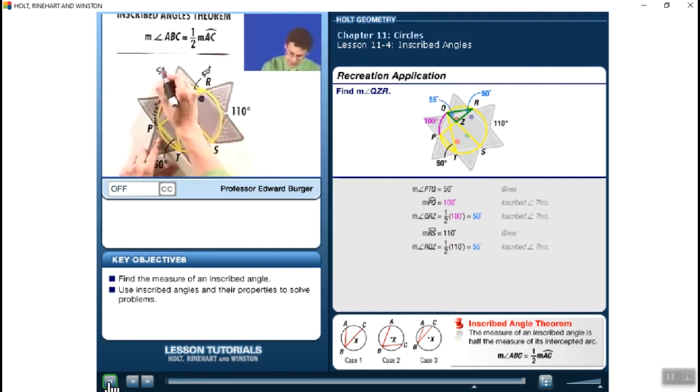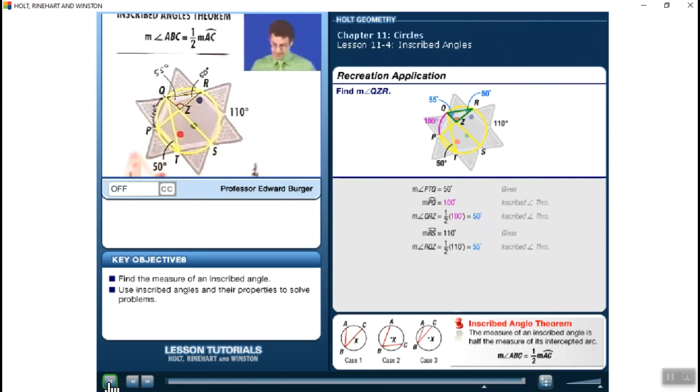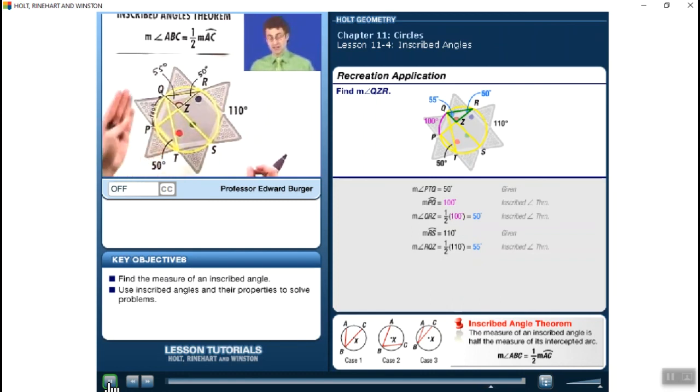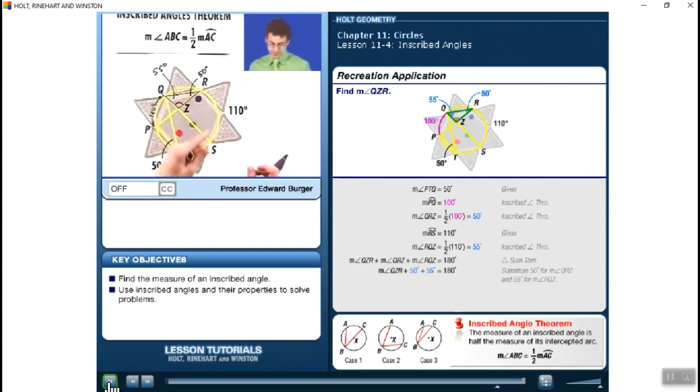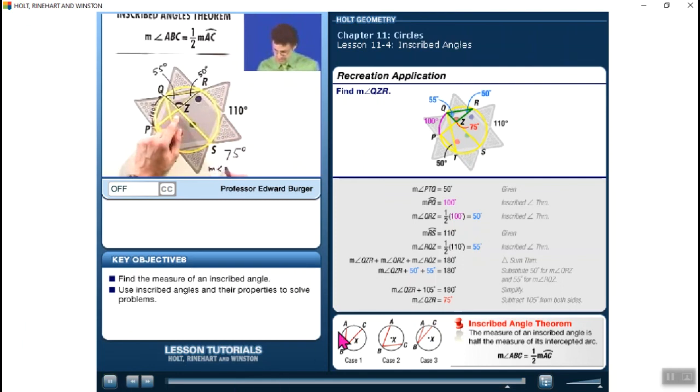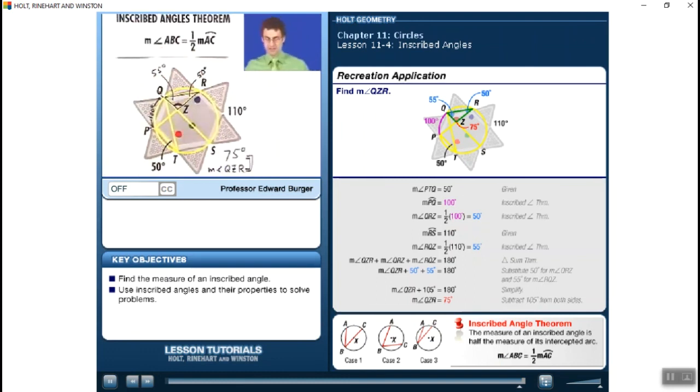This is 55 degrees. I've got a little teeny triangle here, and I know two of the angles, 55 and 50. If I add up 55 and 50, I see 105. I know the total sum of the angles is going to be 180, and I have 105, which leaves how much for the angle I want? That angle must be 75 degrees. And so the measure of angle QZR equals 75 degrees. Look at the great power of this wonderful inscribed angles theorem.